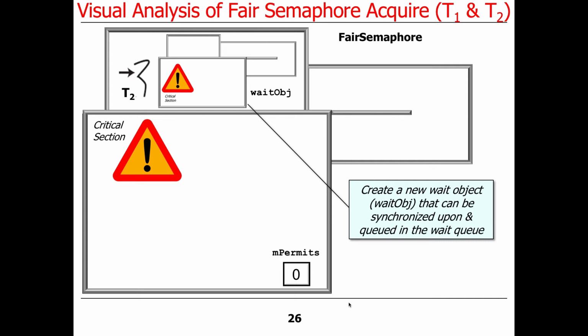And every thread that comes along to get the semaphore when the semaphore count is 0 is going to have a wait obj created for it, which will be put into the queue so that we can queue up the waiting threads in FIFO order that we can control. We're going to be able to control it because we're writing the implementation for that. So we make this new wait object that can be synchronized upon. That's important. We'll talk about that later. And we queue it up in the wait queue.